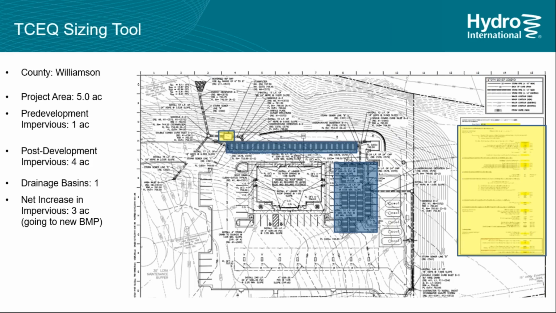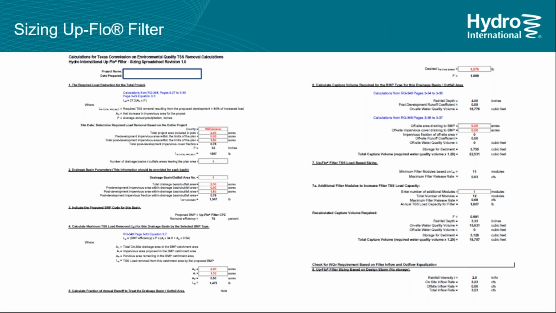Now, per section 3.3 of RG-348, 80% of the increase in TSS load resulting from the development must be removed. So that's the goal, and that's what the sizing tool is designed to help with. Our sizing tool, when you download it, looks just like this, which you should all be very familiar with, seeing slightly different versions of this that are put out by the manufacturer.